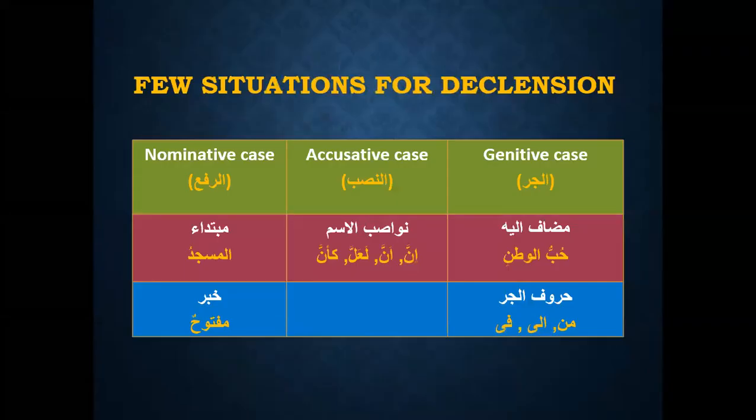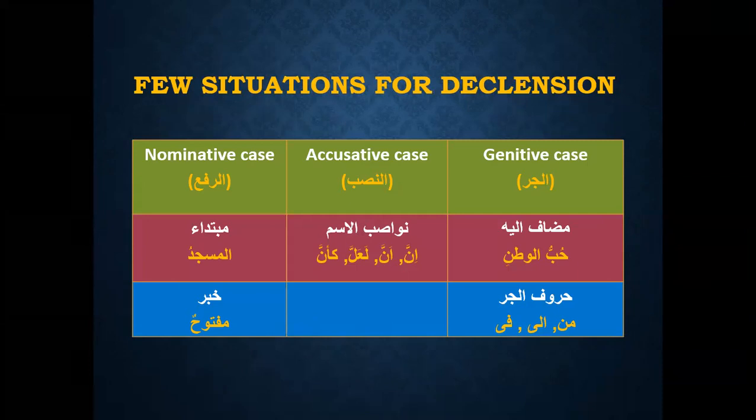Now, a few situations for declension. That's important to remember. The rafa or marfu state, nominative case. Generally, mubtada is in marfu state. Khabar is in marfu state. So al-masjidu is mubtada, khabar is maftuhun. The masjid is open, for example. Both are in marfu state.